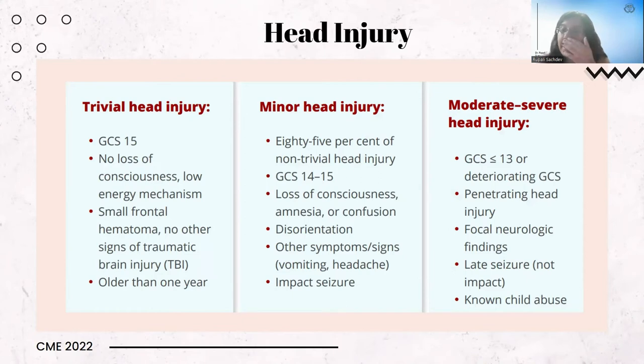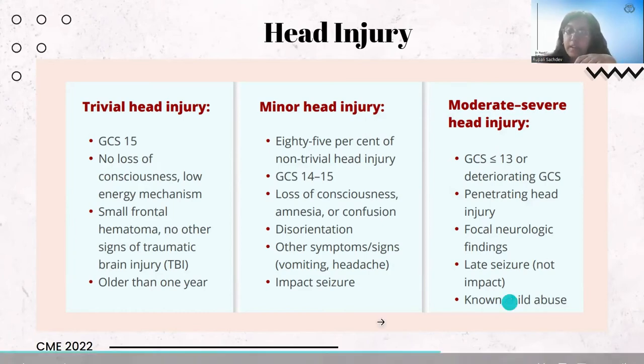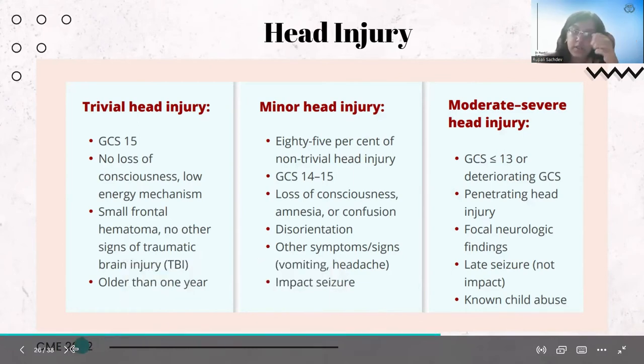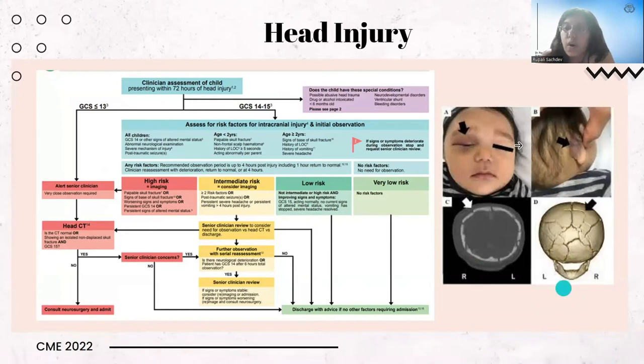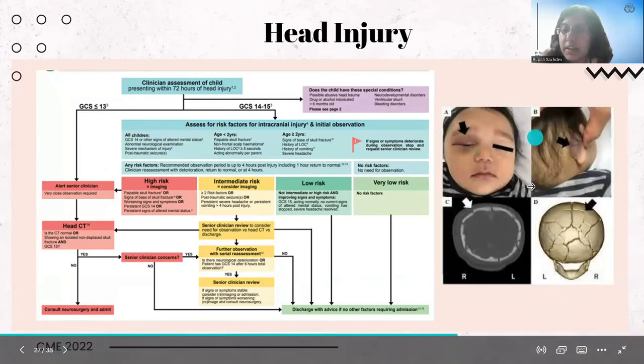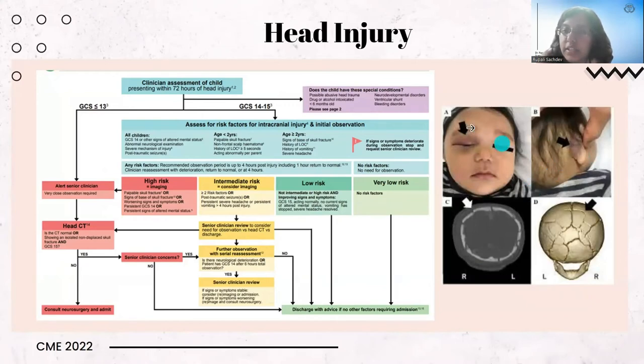If they have a penetrating head injury or any focal neurological signs, so if they have weakness of a limb or they're having a seizure, late impact. And if there is a history of child abuse. So you have to be able to assess these children very well. So what you see on your right is your Battle sign. So when you have a depressed skull fracture, you see this bluishness behind their ear, and the swelling and blueness around the eye.